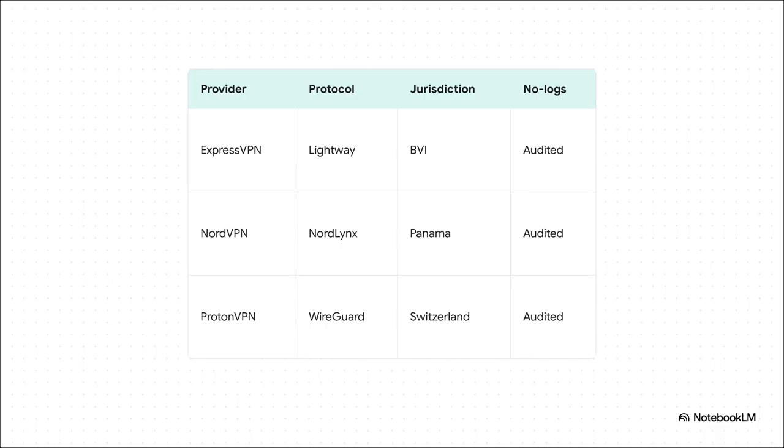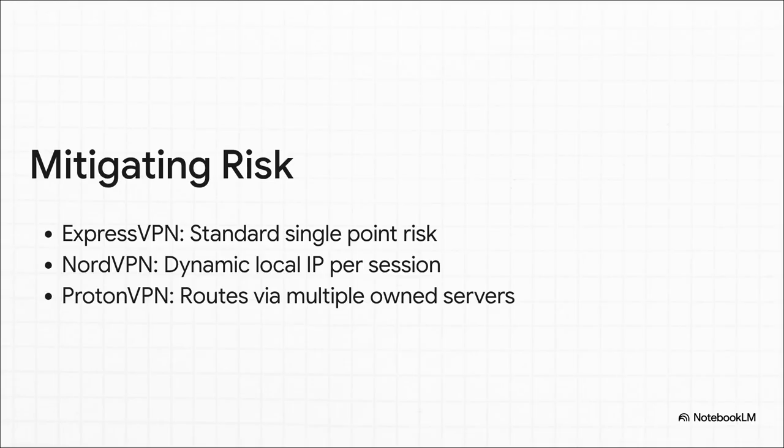When we objectively compare the top providers based on the source data, it's really fascinating to see how they handle the heavy lifting. ExpressVPN uses their custom lightweight protocol alongside WireGuard. NordVPN uses NordLynx, which is a heavily modified version of WireGuard. And ProtonVPN relies on standard WireGuard or their own custom stealth protocol. But notice the common thread here. They all maintain independently audited no-logs claims, and they heavily leverage privacy-friendly jurisdictions, places like the British Virgin Islands, Panama, and Switzerland.